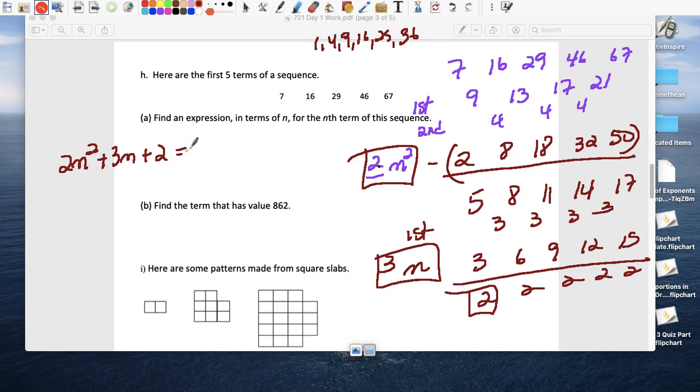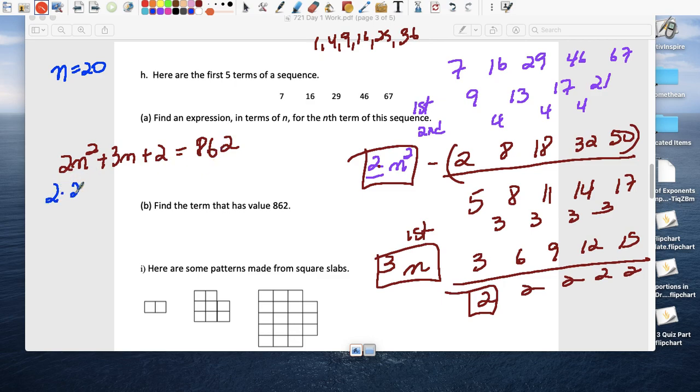Part B is asking, when will this equal 862? 25 might be 625. 25 would be too big of a number. 20 is 400. Let's try 20. When n equals 20, will our nth term give you 862?